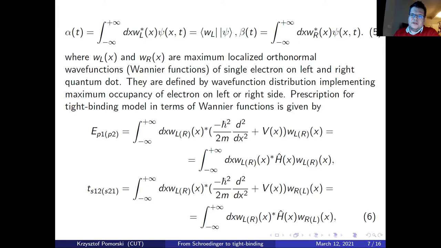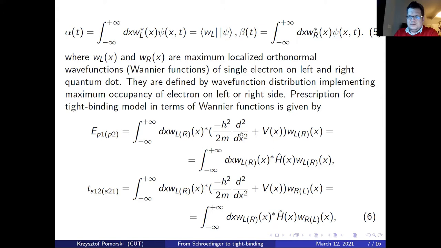And now we have this prescription for AP1 and AP2 localized energies. So here we have the Hamiltonian, that is, kinetic energy and potential. And then there is the Wannier function of the left quantum dot. So this is for AP1. And in case of AP2, we have the right Wannier function for the right quantum dot. So in a way, this is nothing else but the total energy localized on the left quantum dot.